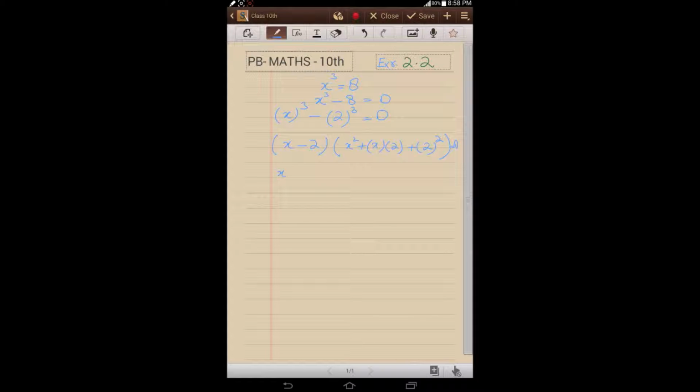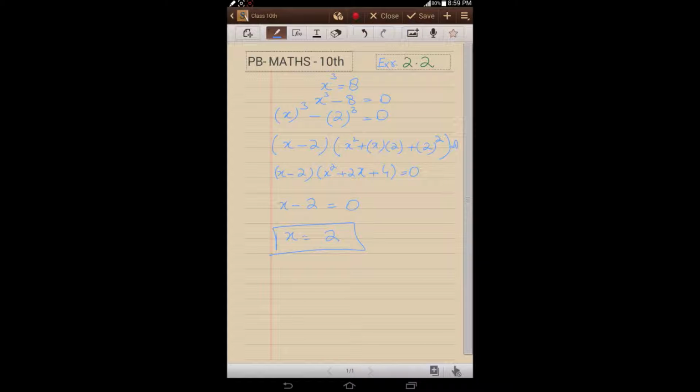Further we will solve it: x minus 2 and x square plus 2x plus 4 is equal to 0. So either x minus 2 is equal to 0 or x square plus 2x plus 4 is equal to 0. We will discuss these two parts one by one. First of all, if x minus 2 is equal to 0, we can write x is equal to 2. So we have our partial answer.